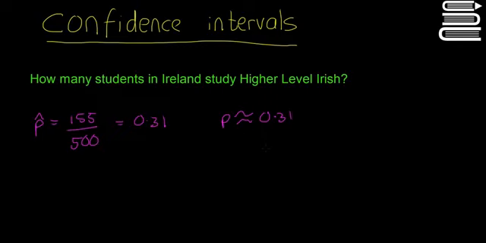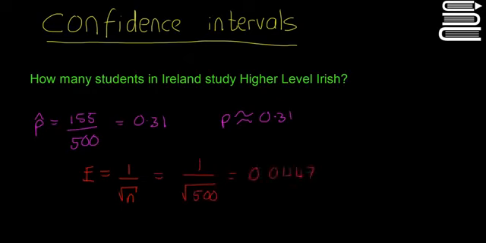But that's not a very mathsy way of estimating it, so we're going to put a number on our estimate. So we're going to bring back the margin of error. Remember, the margin of error is equal to 1 over the square root of n, where n is the sample size. So we can find how big our error is. So 1 over the square root of 500 is equal to 0.0447, which is about 4.47%. Okay, so how does that help us construct a confidence interval? I'll show you now.